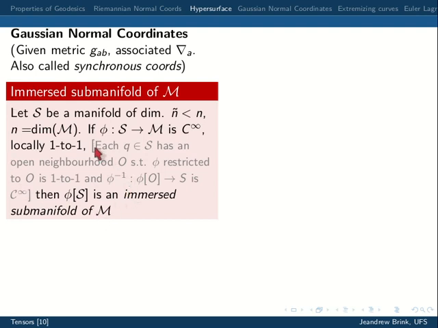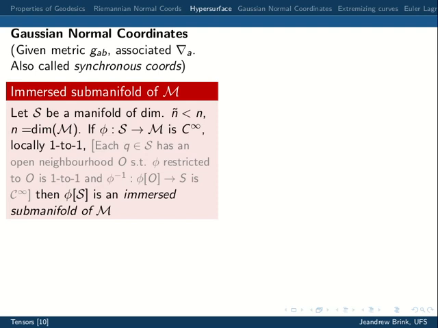Okay, it simply requires that for each Q in S, there's an open neighborhood and there's a function that restricts, that is one-to-one there. So this thing means that you can have bits of a manifold being mapped into M.